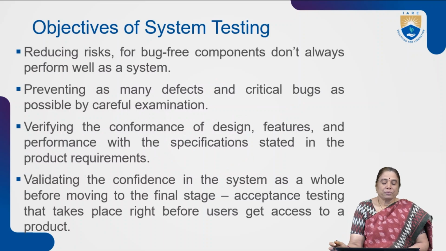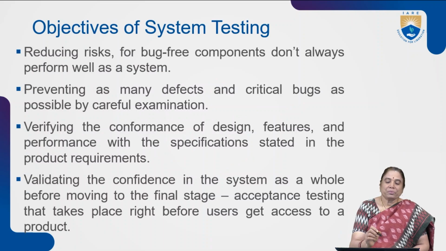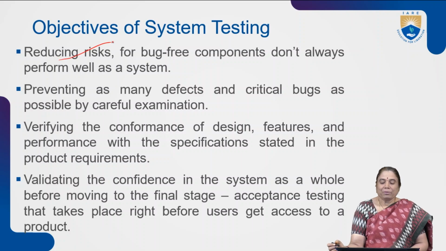The objective of system testing is to reduce risk. Bug-free components don't always perform as well as a whole system. So, after these independent components are integrated as a system, the whole system must be used to uncover the interface issues and missing functionality between various components of the system, preventing as many crucial defects and bugs as possible by careful examination.